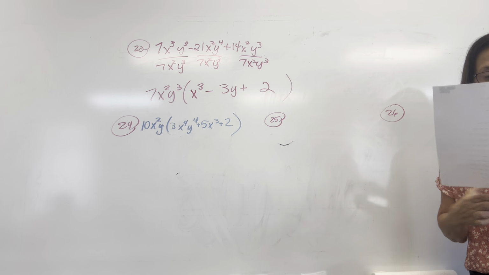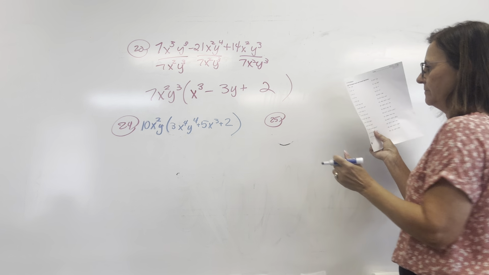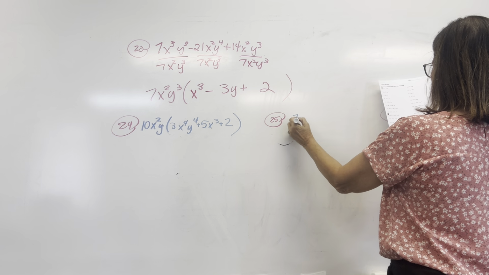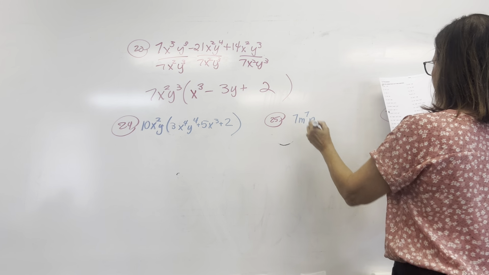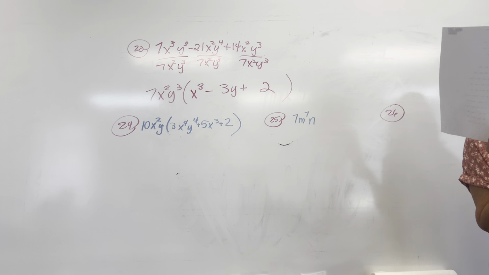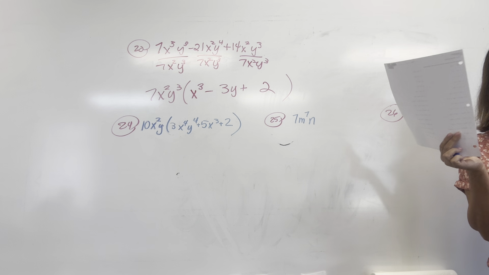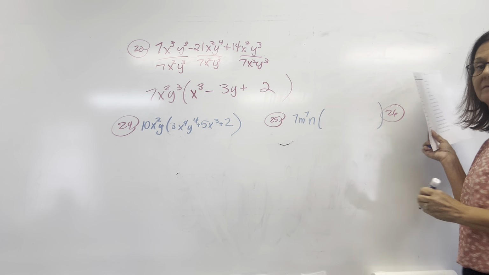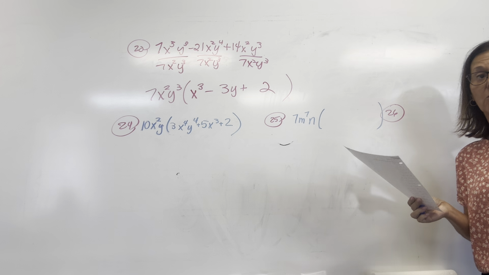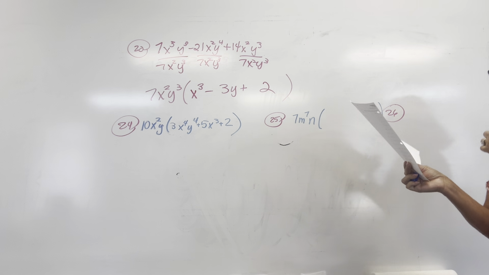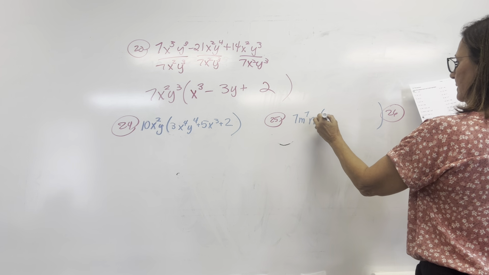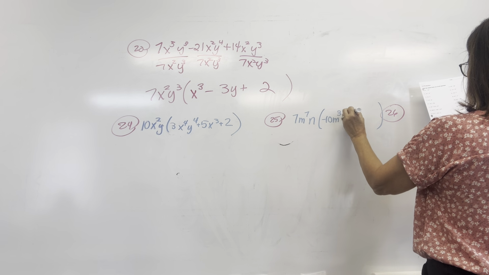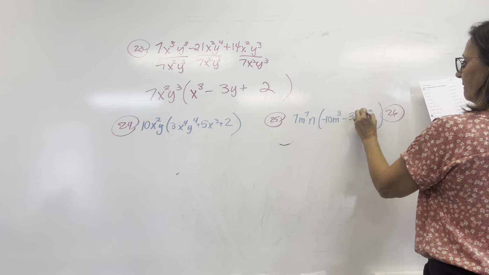Excellent. 25. Leah, what did you factor out? 7 and n to the 7th power. Did anybody take the negative out? You could have, or you didn't. You could have. And you should if it's a quadratic. All right? And what's left inside? Negative 10 n to the power of 3 minus 3 n plus 9n.